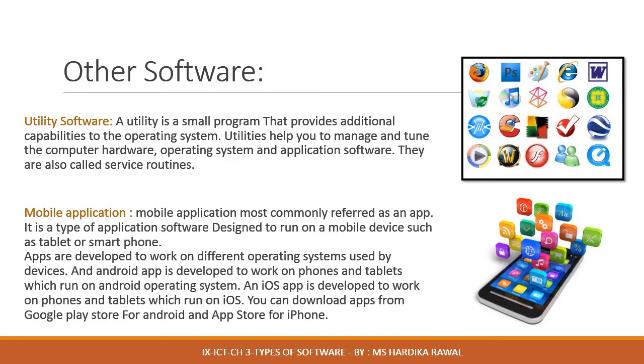Let's understand utility software. By definition, a utility is a small program that provides additional capabilities to the operating system. Utility helps you to manage and tune the computer hardware, operating system, and application software. So they are also called the service routines. Nowadays, many of the utility programs come as a part of the operating system software itself. The best example for this is an antivirus software and the disk cleaner also.